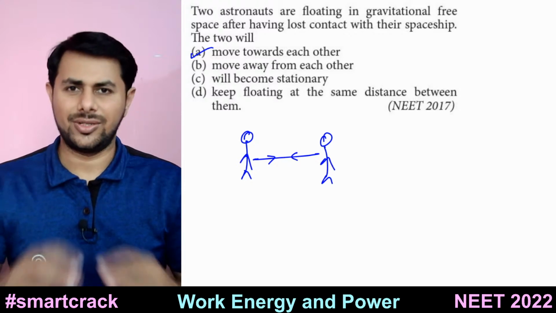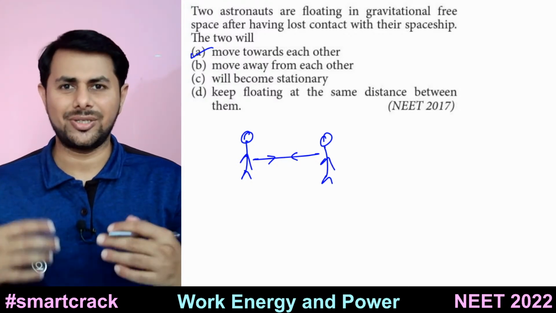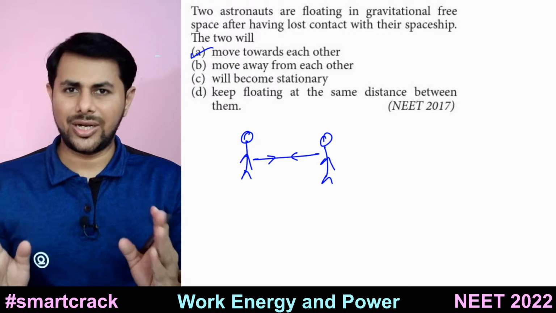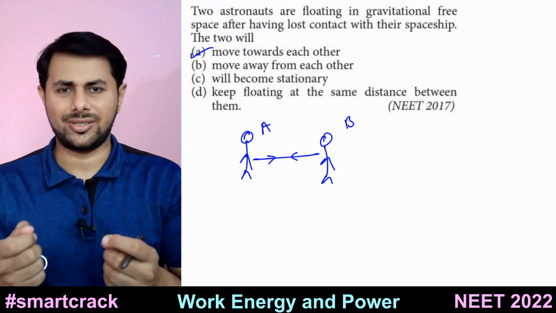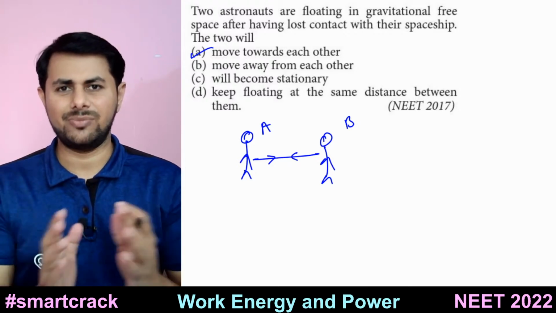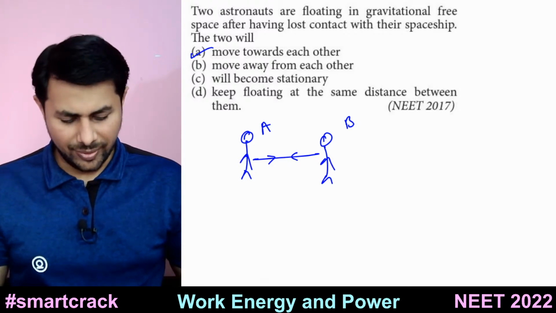There is no other object which is exerting gravitational force, but those two are there, astronauts A and B, which are pulling on each other, they are attracting each other, so the distance between them will decrease. Okay, it's very simple.